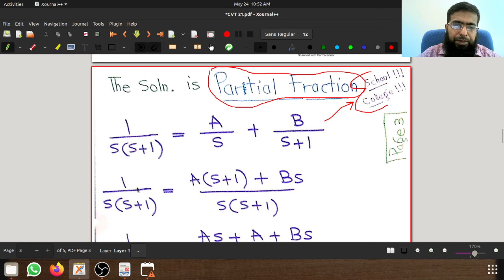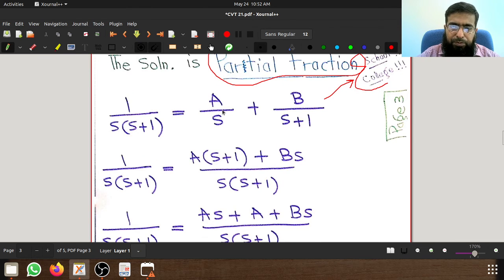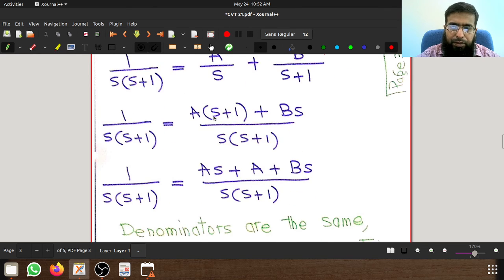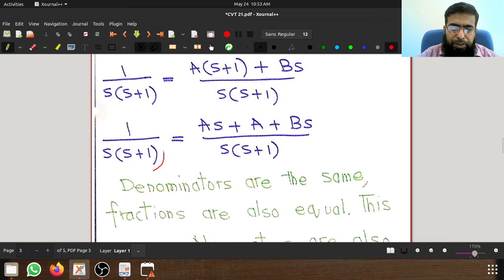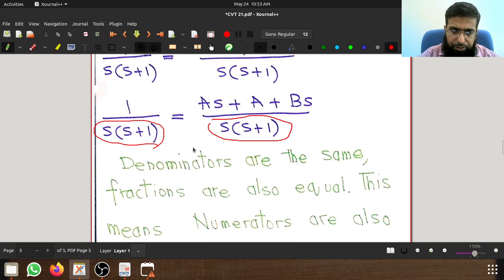The rest of the things are very simple, because now we compute the LCM of the two, s times s plus 1. S plus 1 is multiplied by a, and b is multiplied by s, giving a times s plus a plus b times s. Now these two fractions are equal, and the denominators are also the same. So if two fractions are equal and their denominators are the same, their numerators are also equal.